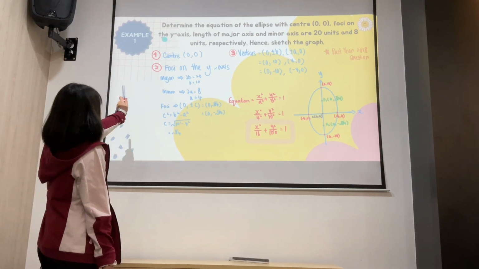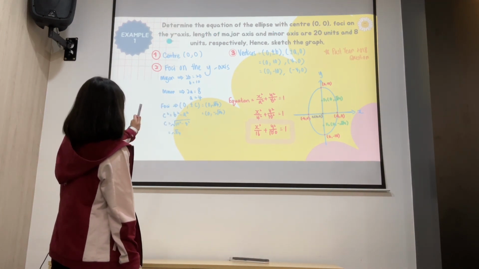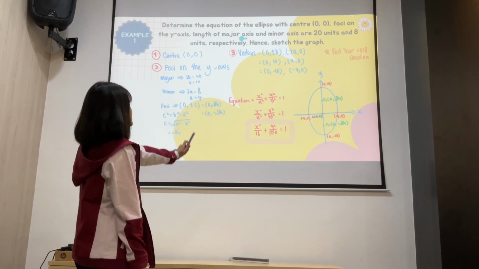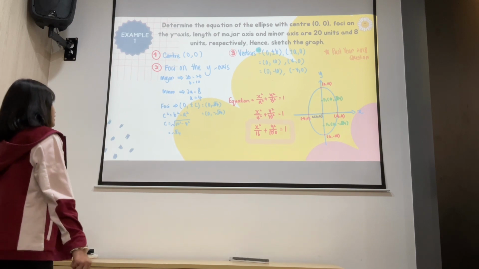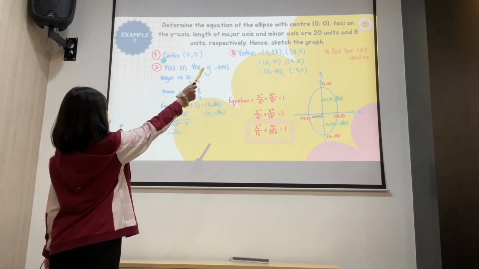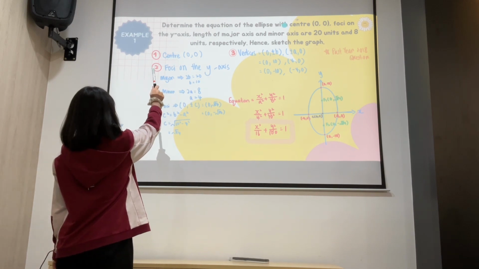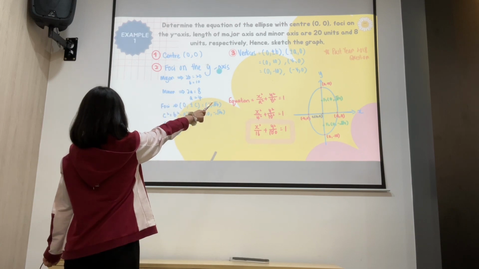So example 1. Determine the equation of ellipse with center 0, 0, foci on y-axis, length of major axis and minor axis are 20 units and 8 units respectively. Hence, sketch the graph. So from the question, we know that our center is 0, 0 and foci on the y-axis.